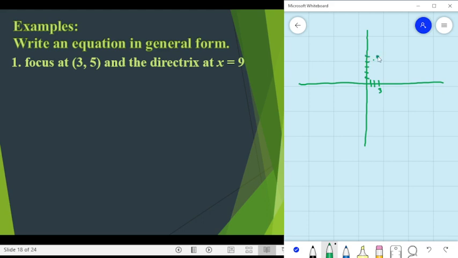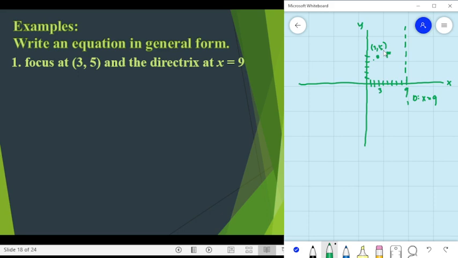Okay, it's in quadrant 1, right? So this is your focus, and your directrix is x equals 9. So we have here the x-axis, from 3, 4, 5, 6, 7, 8, 9. So this is the directrix, your D, which is x equals 9, and your focus is at (3, 5).